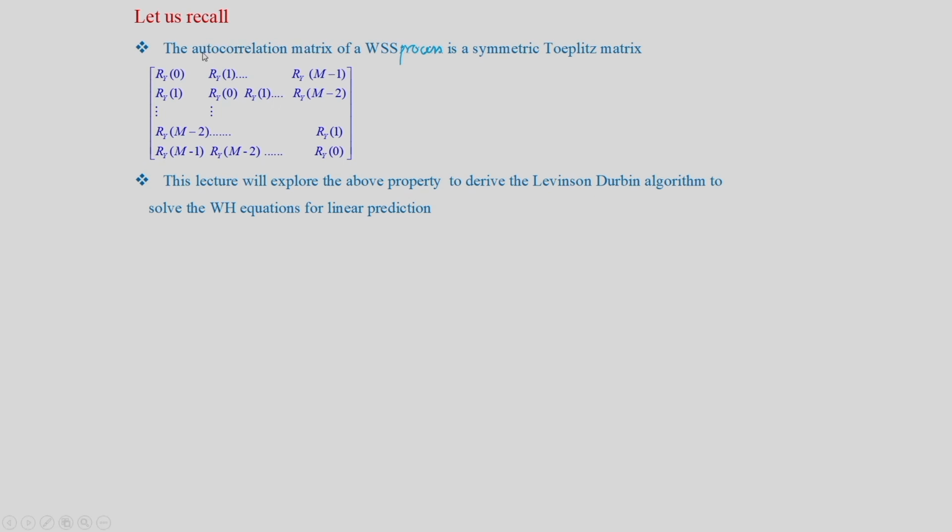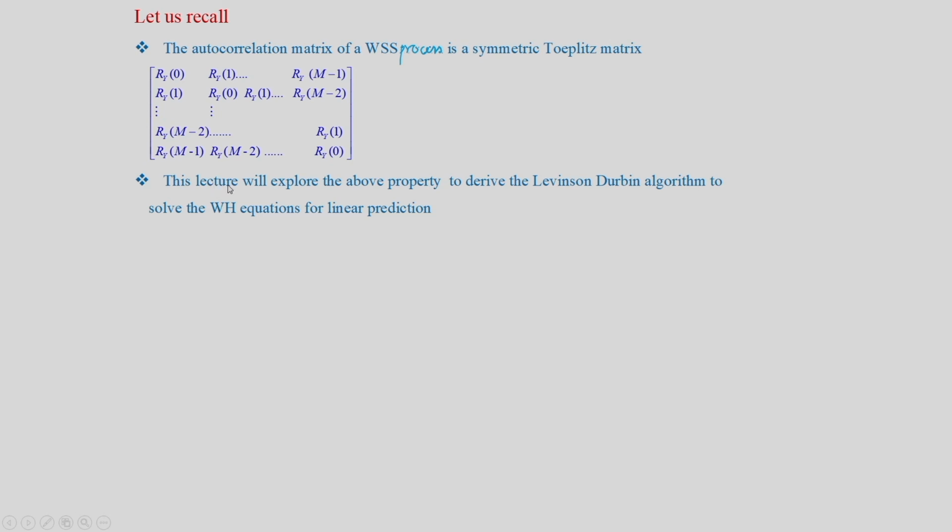Let us also recall that the autocorrelation matrix of a WSS process is a symmetric Toeplitz matrix. If we see this R_y matrix, all elements in the main diagonal are equal, all are R_y(0). Similarly, if I consider the super diagonal, all elements will be R_y(1). The sub diagonal will also have all elements R_y(1), and it is symmetric, this element is equal to this element, like that.